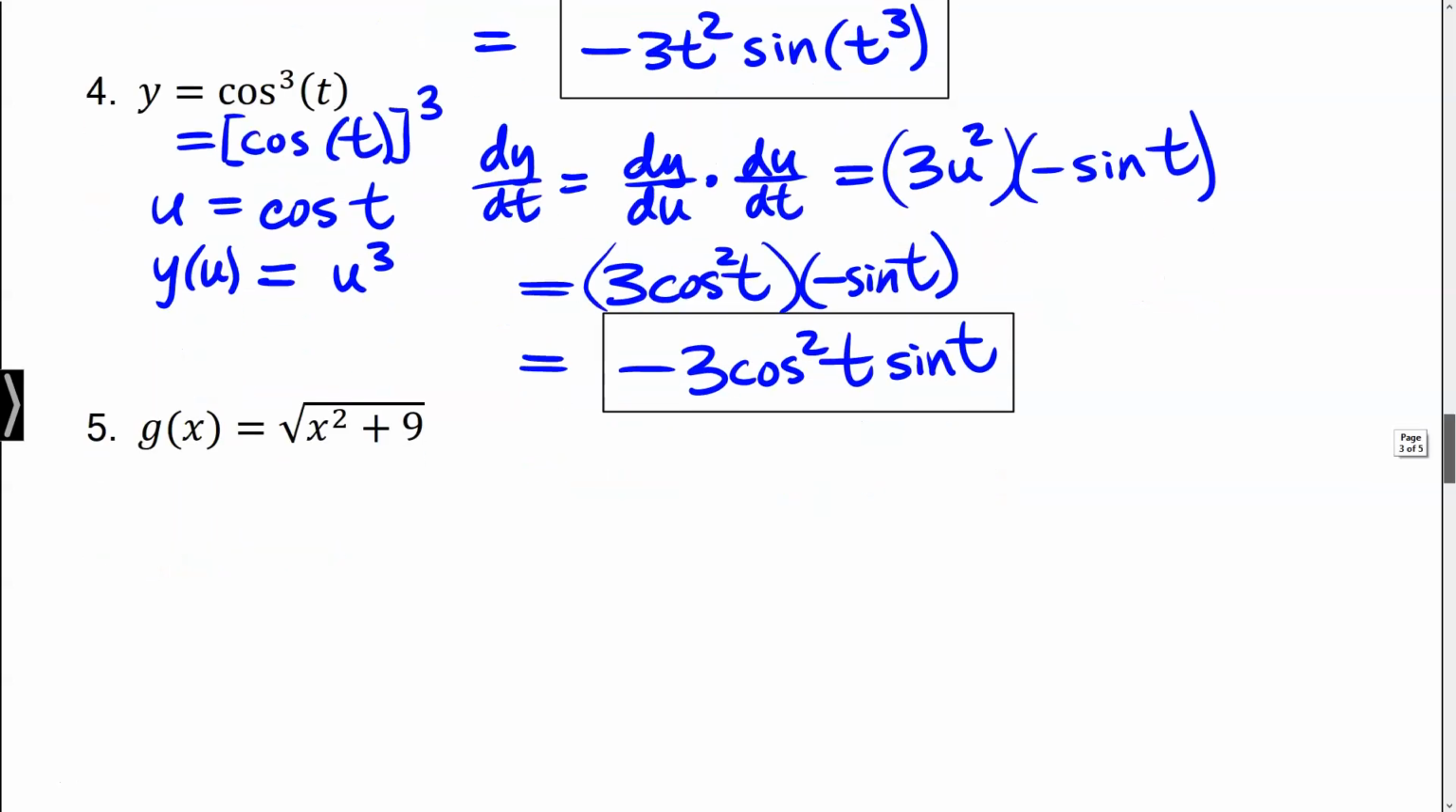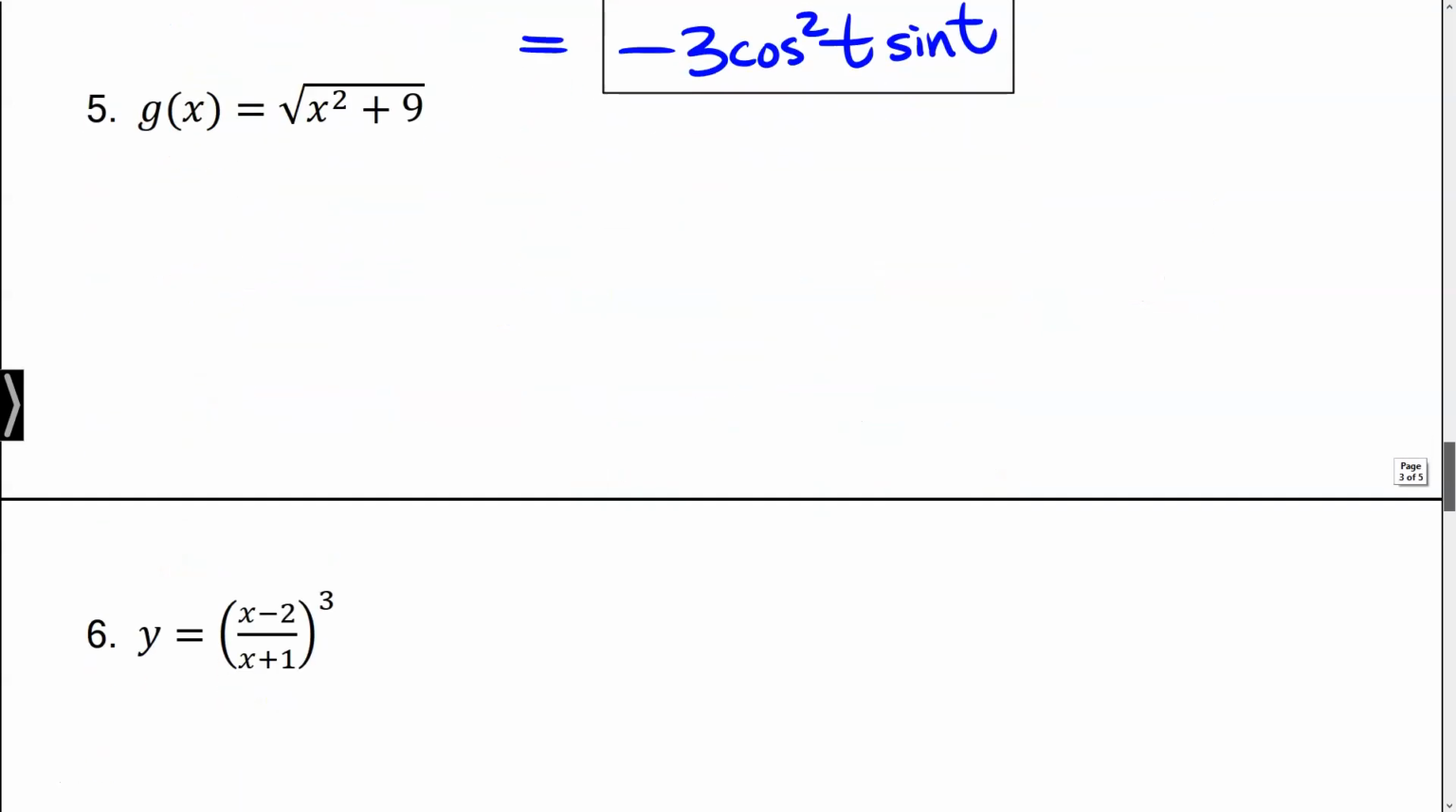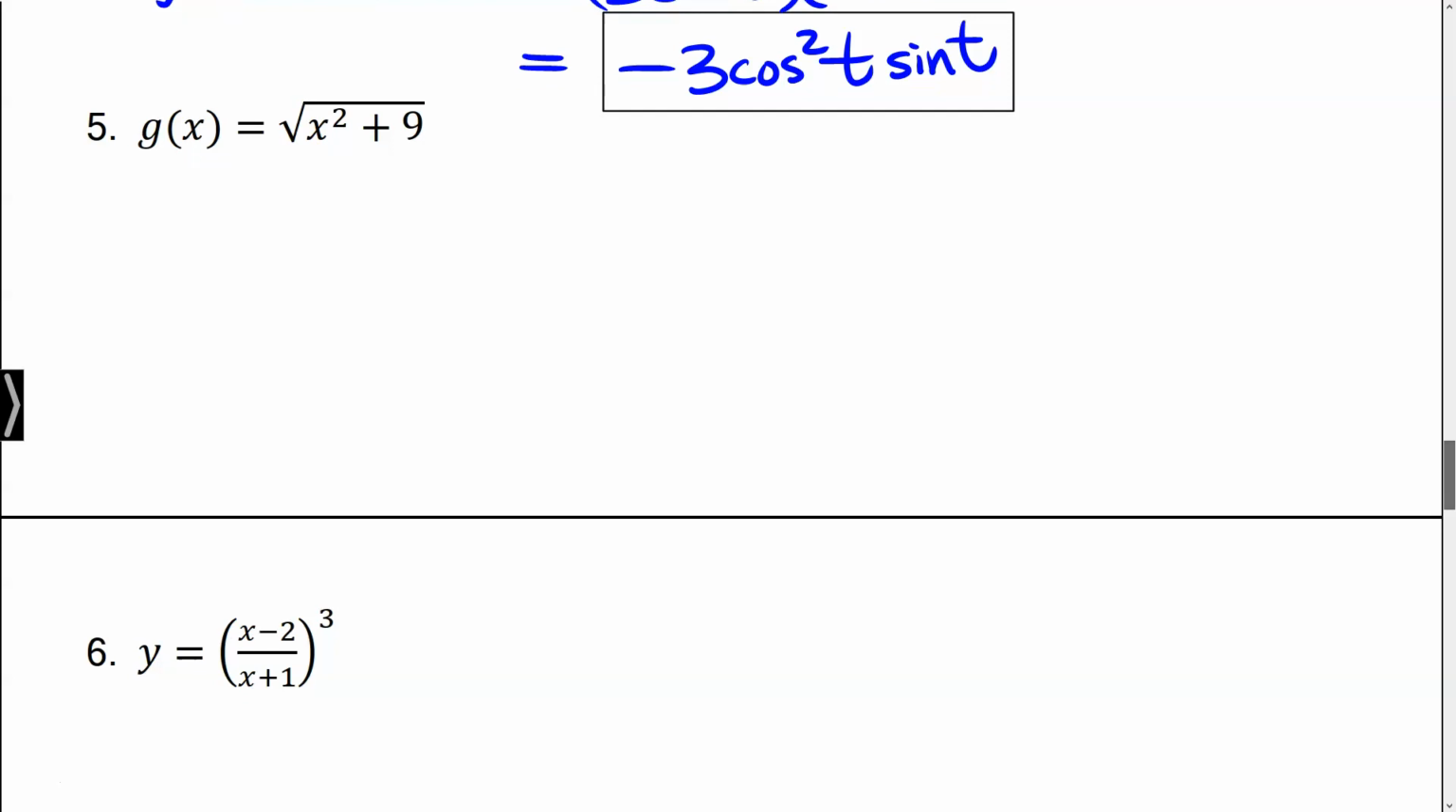All right, let's do number 5. So this is the square root of x squared plus 9. The key here is that in order to use the power rule for the derivative, you need to write the square root as a fractional power. So if you want to take another minute, pause the video, and see if you can work this one out using that approach.